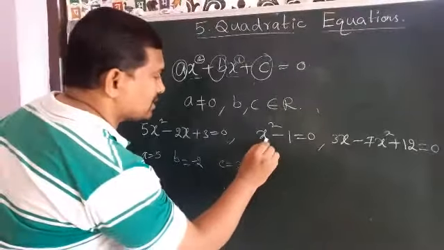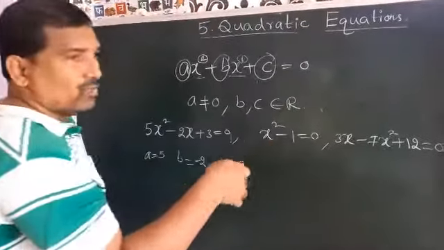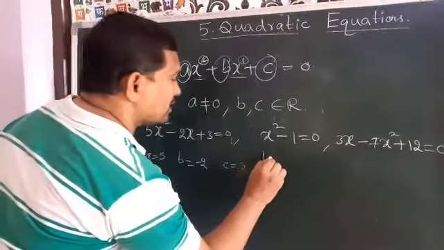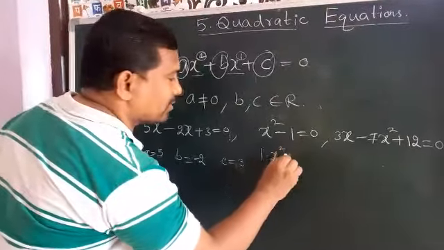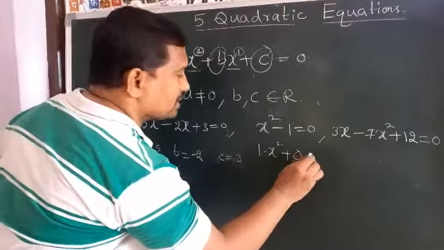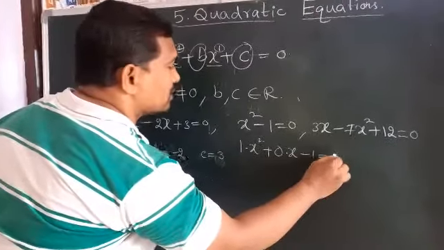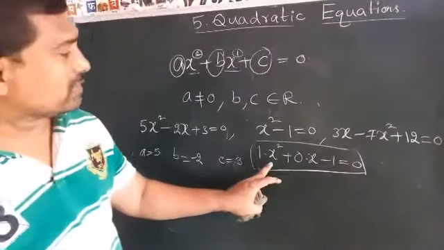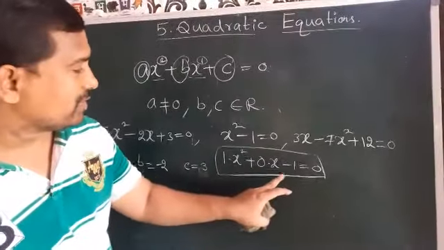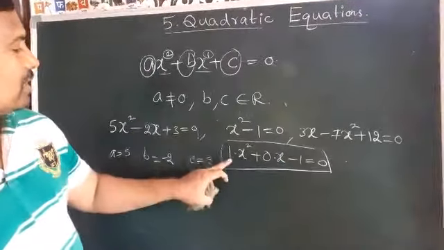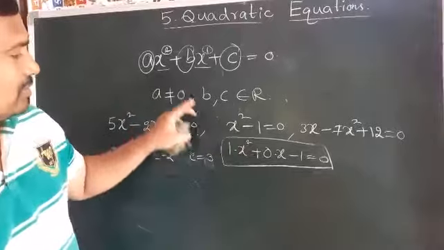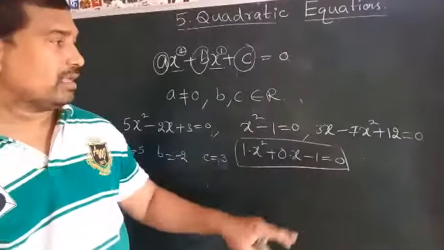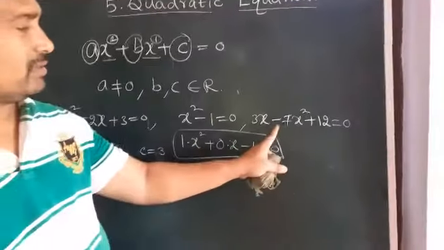So let us convert this into standard form. X square, 1 is the coefficient of any variable. So this we can write 1 into x square. There is no x term. So I am writing 0 into x minus 1 equals 0. Now it is in the standard form. 1 into x square plus 0 into x minus 1. By comparing with the standard form, ax square, what is a value? 1. What is the b value? 0. What is the c value? Minus 1.